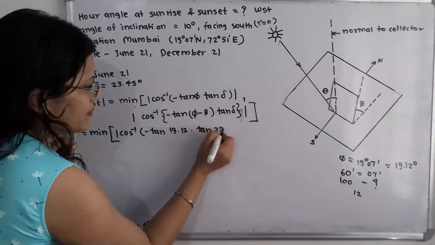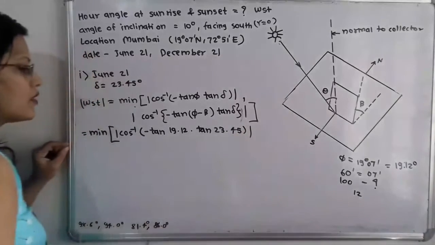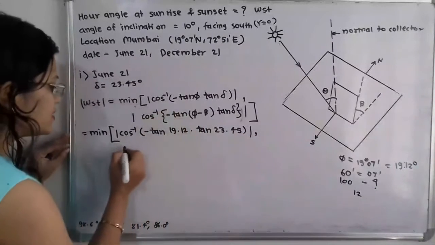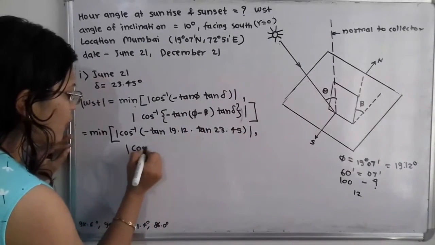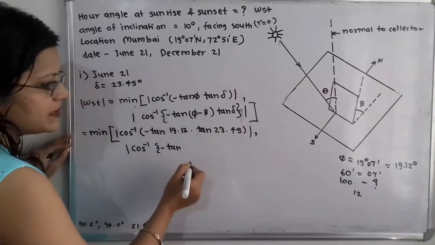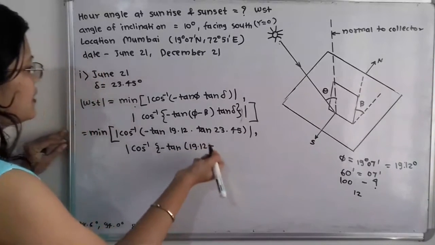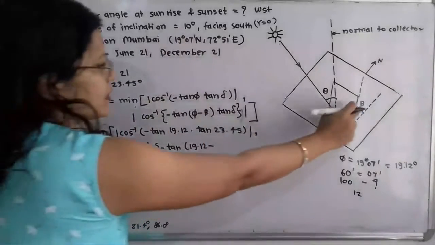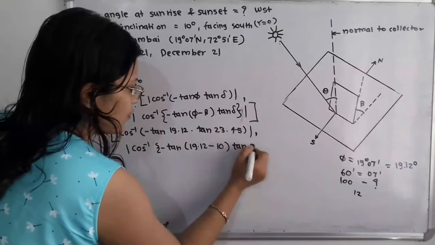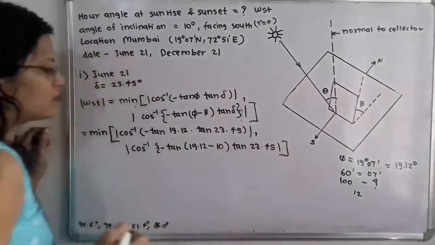23.45. So this is the first mod. So we have to complete. We first calculate this value, then comma, the next calculation, that is the mod of cos inverse of minus tan of (phi minus beta). So what is the value of phi? That is 19.12 minus beta. What is the value of beta? That is 10 into tan of delta, that is tan of 23.45. So we have to complete this mod and this bracket.